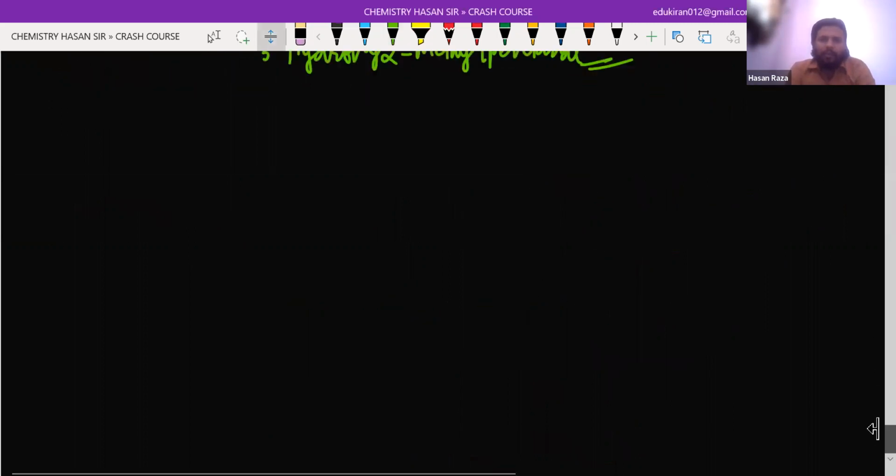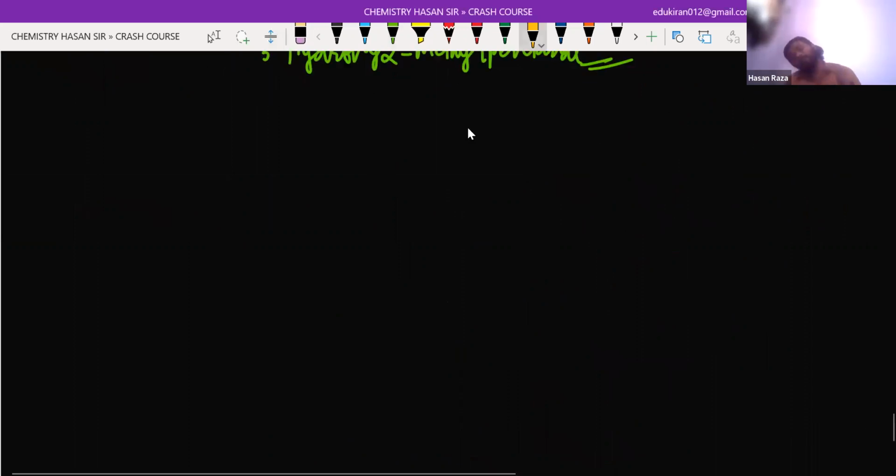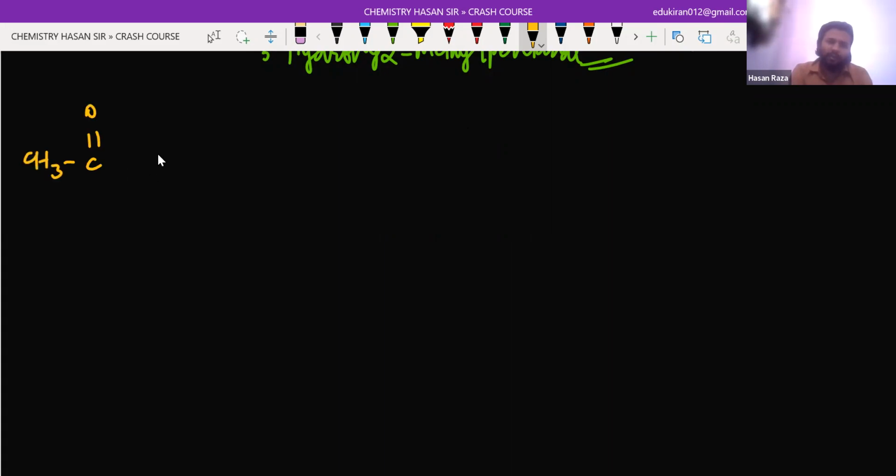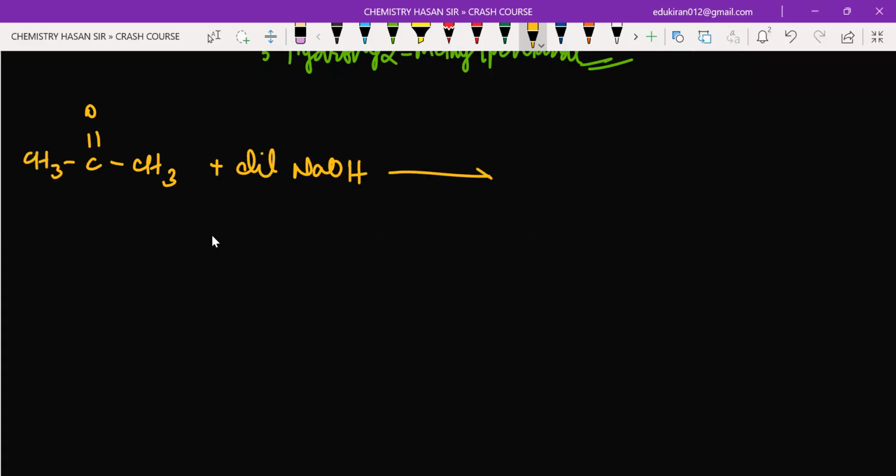Now, moving to the next question. Since we used aldehyde, we got aldol and then aldol condensation. If you are going to use ketone, the product will be ketol and ketol condensation. So please do this as well. Then we will move to the cross aldol. Apply the same concept and get the answer.